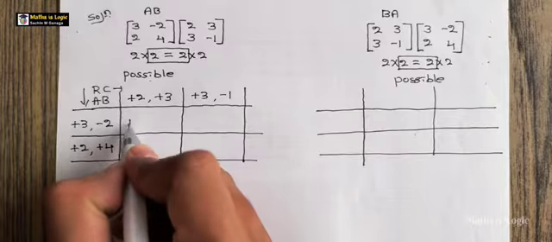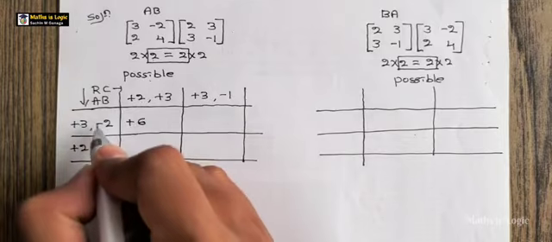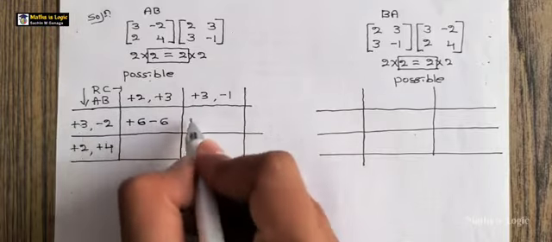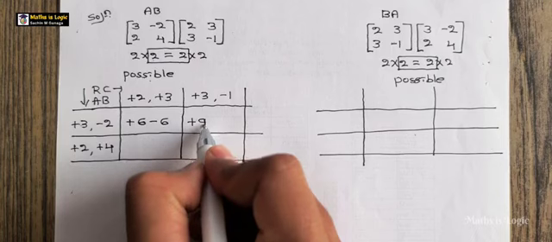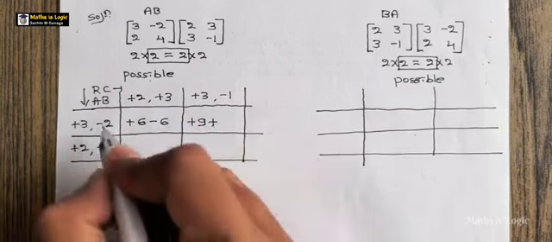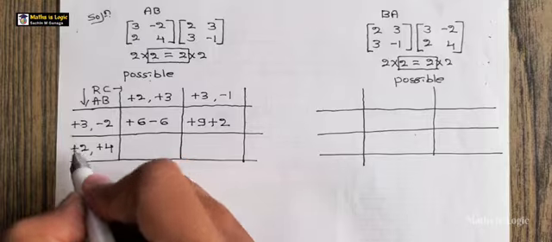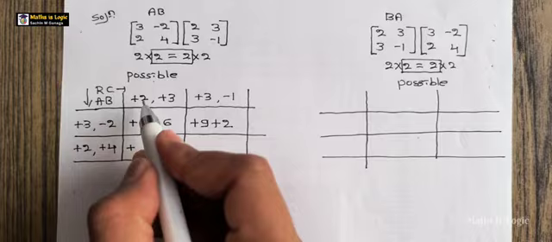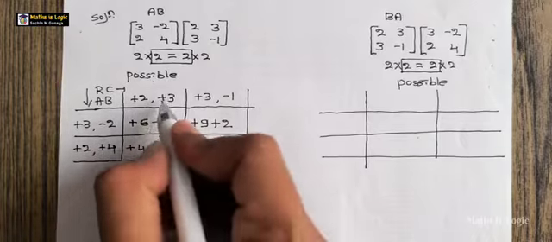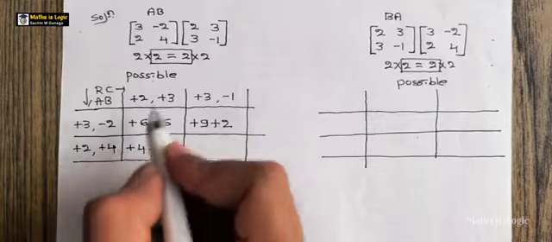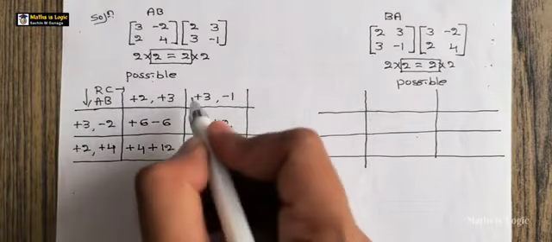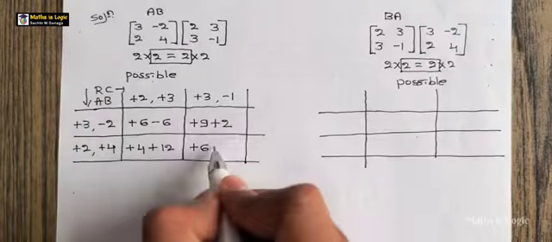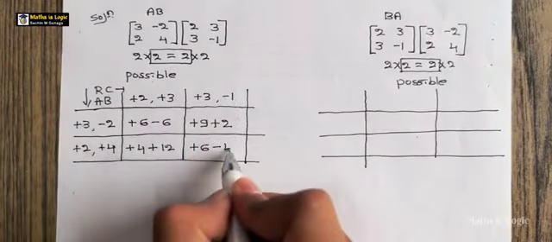Plus into plus, plus 3 into 2, 6. Minus into plus, minus 2 into 3, 6. Plus into plus, plus 3 into 3, 9. Minus into minus, plus 2 into 1, 2. Plus into plus, plus 2 into 2, 4. Plus into plus, plus 4 into 3, 12. Plus into plus, plus 2 into 3, 6. Plus into minus is minus 4 into 1, 4.